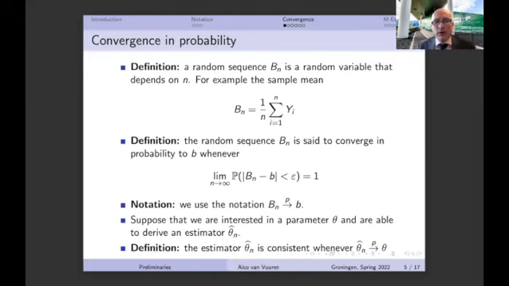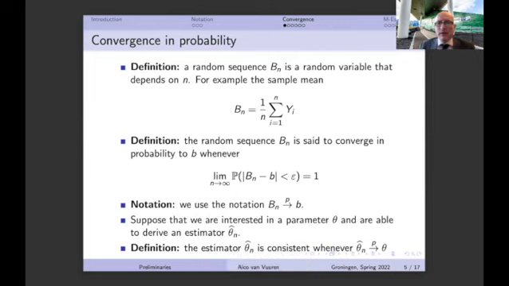I would like to go on with the next topic, and that's the topic of convergence in probability. Before I do that, I first have to make a definition, and that is the definition of a random sequence Bn. A random sequence Bn is a random variable that depends on n. Well, that is a quite simple definition. It's actually nothing else than a random variable that depends on the sample size.